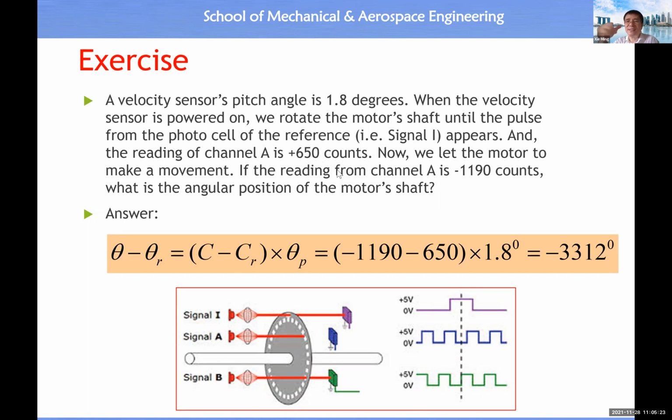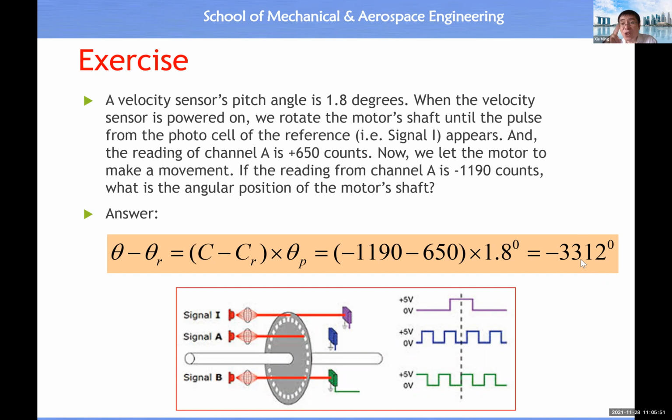Now we let the sensor rotate. If they say now the reading from the counter is this one, now we want to know what is the absolute position with respect to the reference zero position. Then you apply this to calculate. The answer is negative 3,312 degrees. All right, so this measurement is very powerful because you can do the measurement beyond 360 degrees.